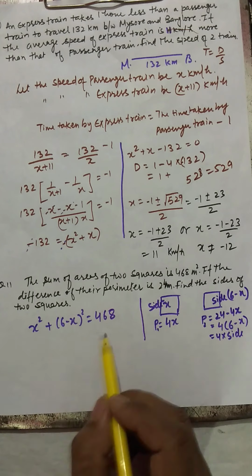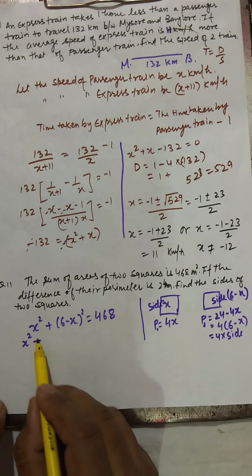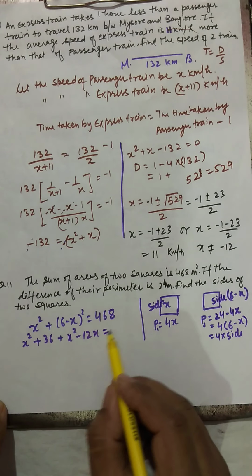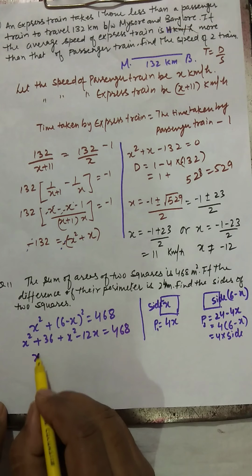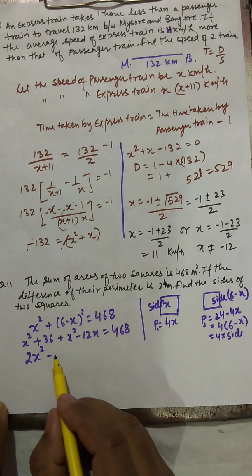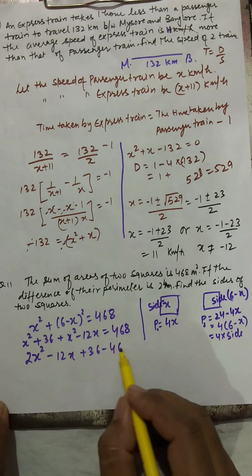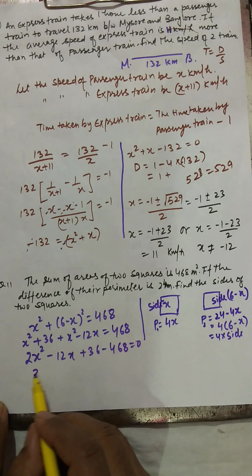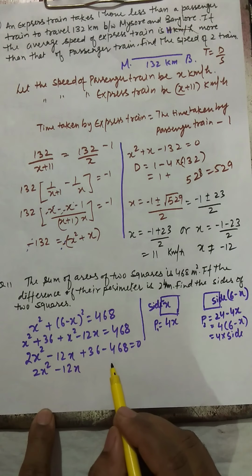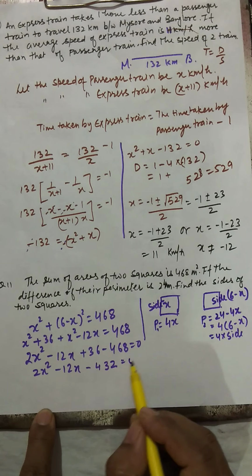So now we'll simplify this, and you'll be solving this yourself. This is x square, and this is 36 plus x square minus 12x, and this is 468. So this becomes 2x square minus 12x plus 36 minus 468 equal to 0. So this becomes 2x square minus 12x minus 432 equal to 0.